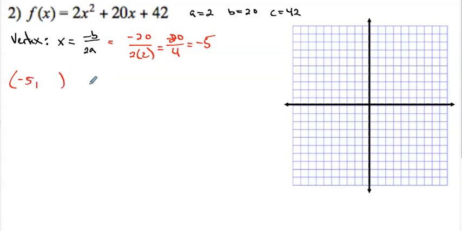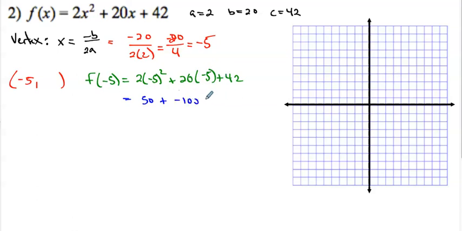Now let's go get the y value of the vertex. Let's plug in negative 5. So f of negative 5 equals 2 times negative 5 squared plus 20 times negative 5 plus 42. Order of operations: negative 5 squared is 25, 25 times 2 is 50. Plus 20 times negative 5 is negative 100, and then plus 42. 50 plus negative 100 is negative 50, and negative 50 plus 42 is negative 8. So my vertex is negative 5, negative 8.